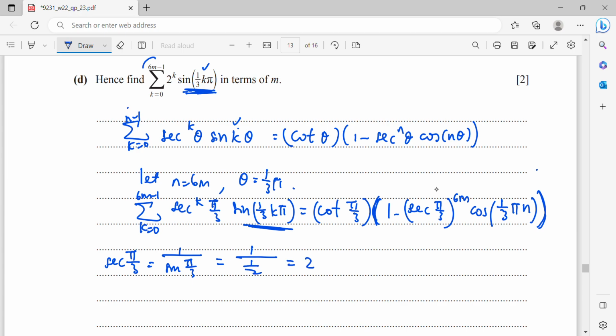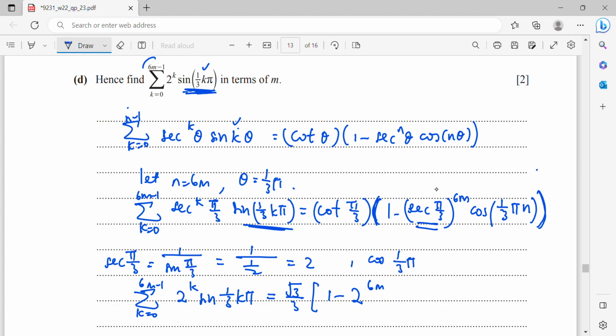So now I will get summation k equals 0 to 6m minus 1 of 2 power k sine 1 over 3 k pi equals, okay, the cot pi over 3, you can just use calculator, root 3 over 3. Then 1 minus, okay, again, secant pi over 3. Secant pi over 3 is 2. So 2 power 6m. Then cos pi over 3.